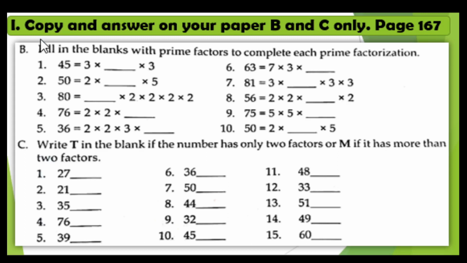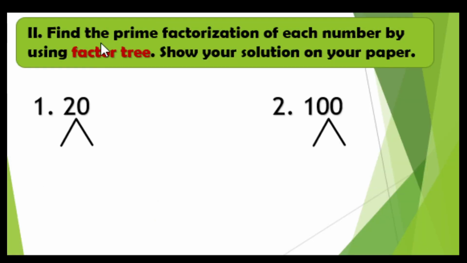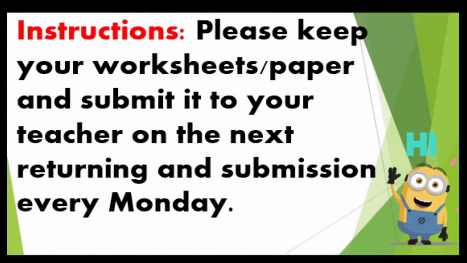For your first activity, class, you're just going to copy and answer on your paper B and C only. This can be found on page 167. For your test 2, find the prime factorization of each number by using a factor tree. Show your solution on your paper. Instructions, class: please keep your worksheets, paper, and submit it to your teacher on the next returning and submission every Monday.